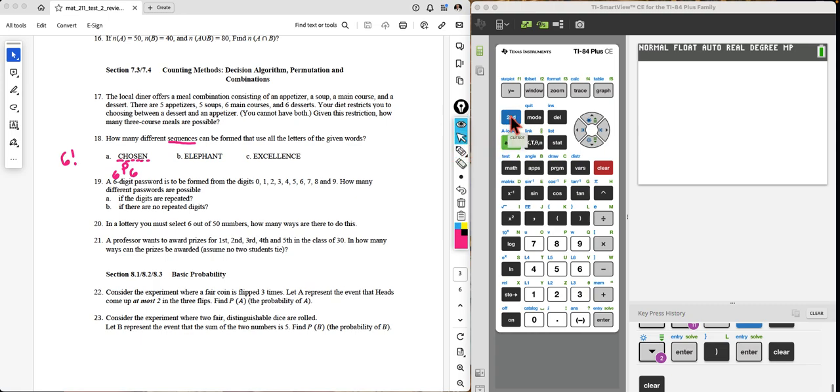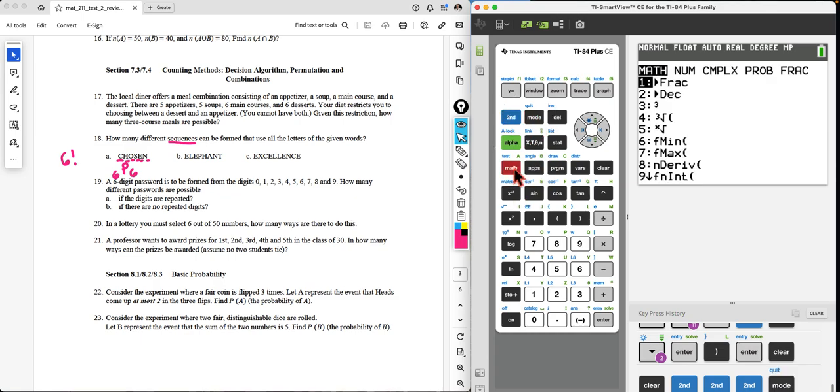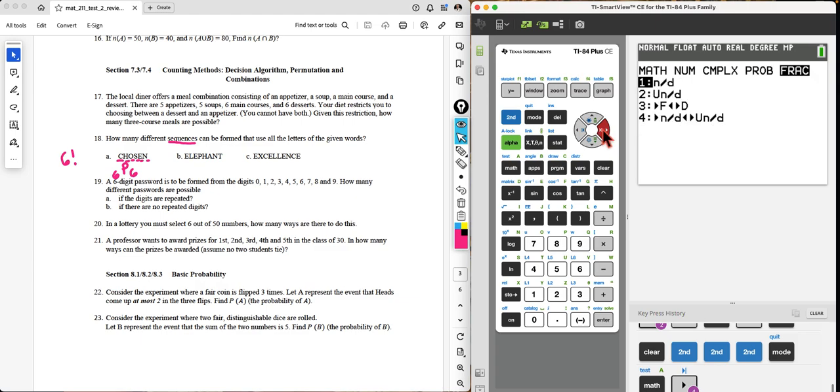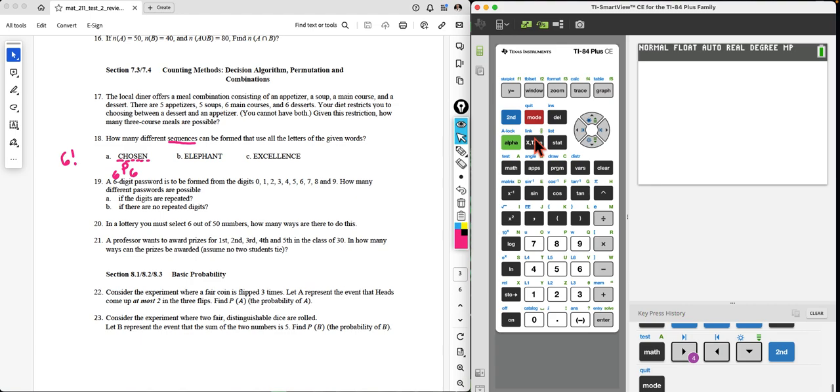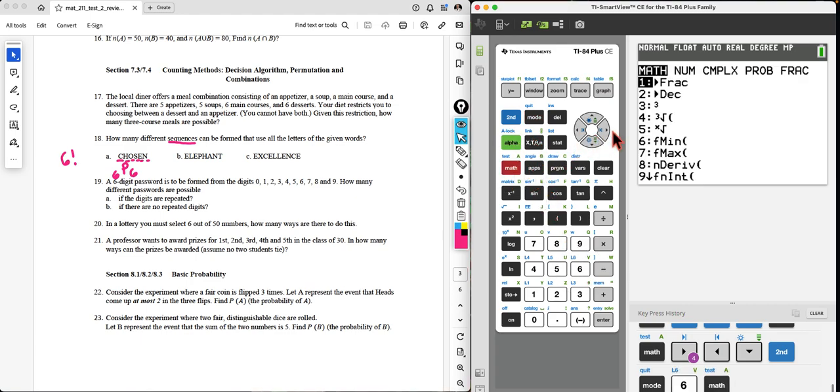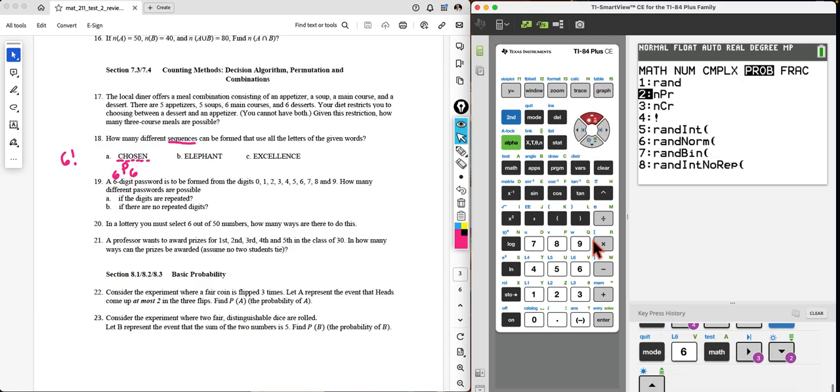How would we calculate that? You get 6 times 5 times 4 times 3 times 2 times 1, but thinking of it as a permutation of 6 items using all 6, we don't do the second button. We use the math key. We go over to probability and down to permutation. Let me do it this way so it'll work with everybody. We're going to do 6, math, probability, permutation.